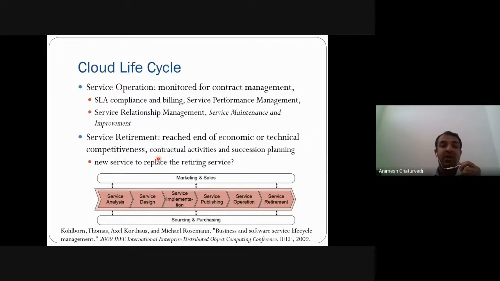Then service retirement. How do you do the retirement? It means there's a constraint that the technology is old, or all the requirements have been fulfilled for the client and the client does not want this service anymore, so you need to do the service retirement. It means it has reached some technical barriers or competitiveness limits, or some contract activity has finished, so you have to plan for replacement with a new service, or just discard the old service. So that is the service retirement phase.